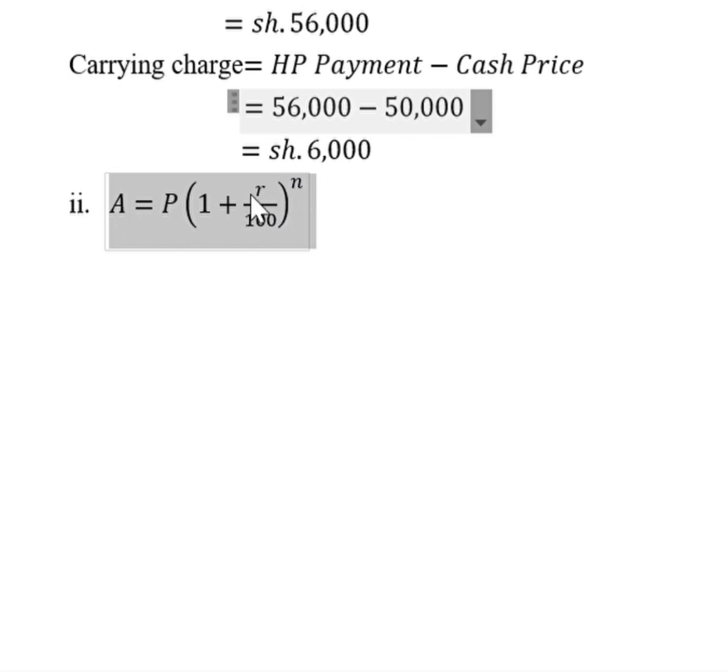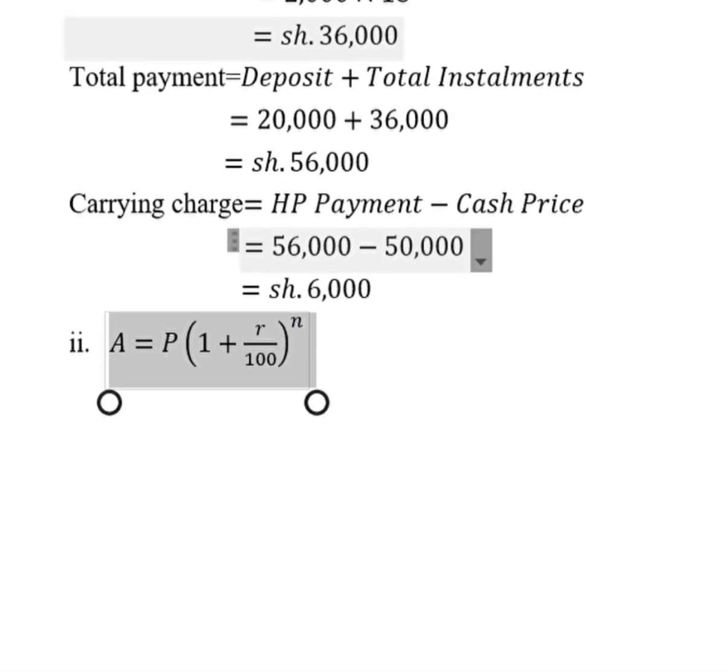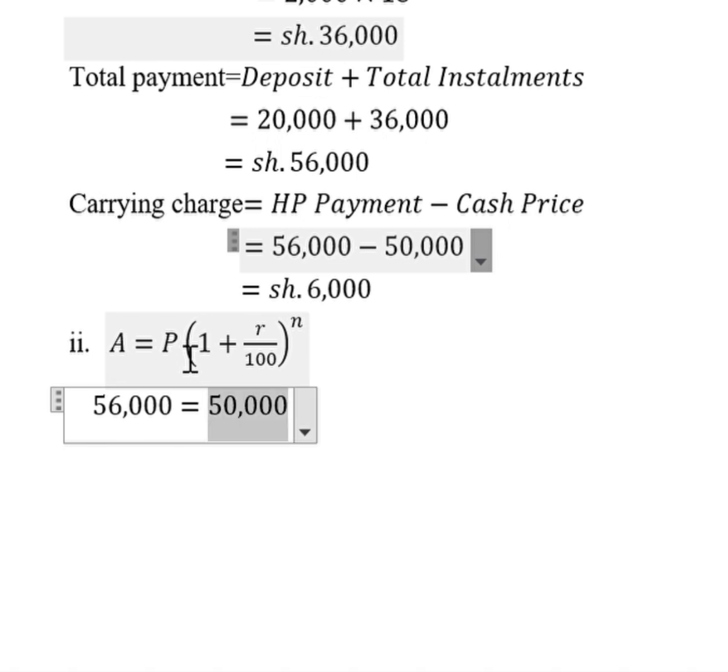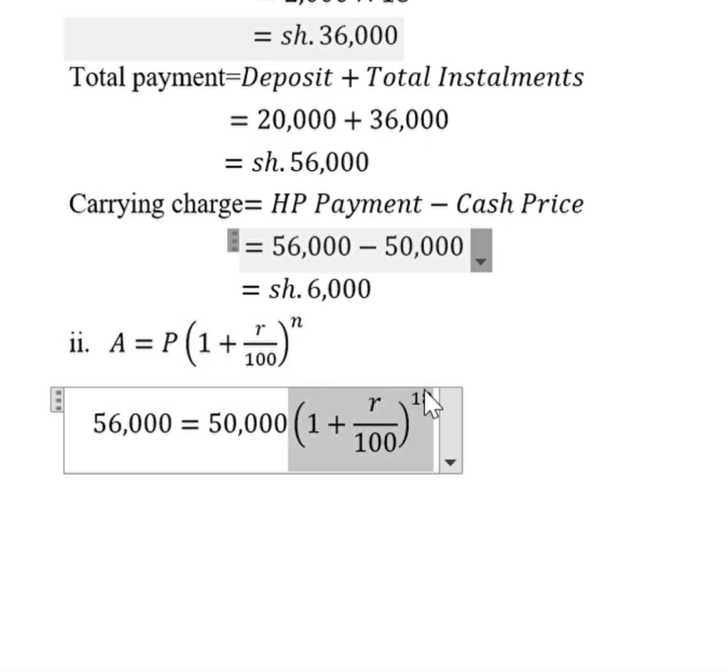Now, basing our argument on the question we have up here, our amount is the total hire purchase price, which is 56,000 shillings. That is equal to the principal, which is the cash price, 50,000 shillings, into 1 plus rate over 100 raised to power 18. Why? Because we want to get the rate in terms of per month, and therefore we have to use the duration here in terms of months.